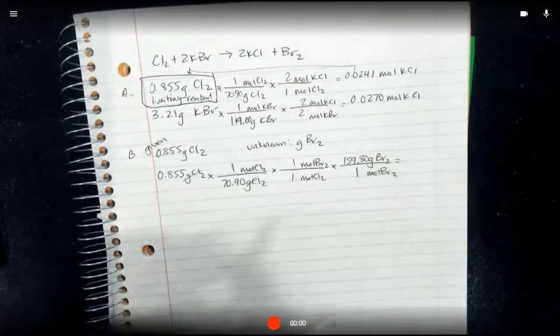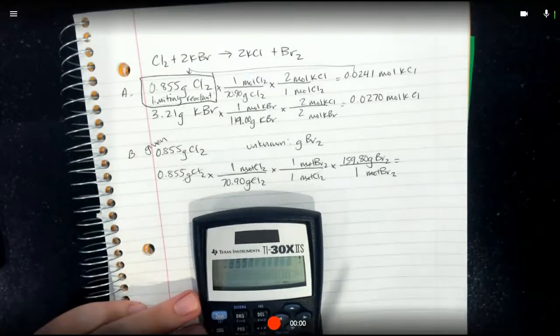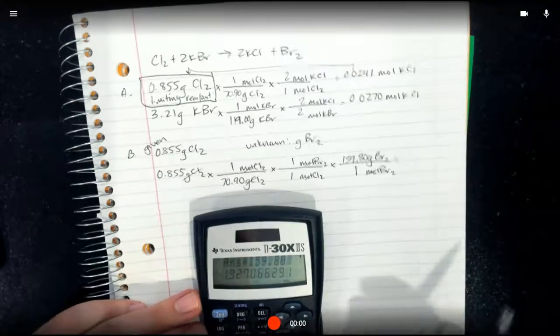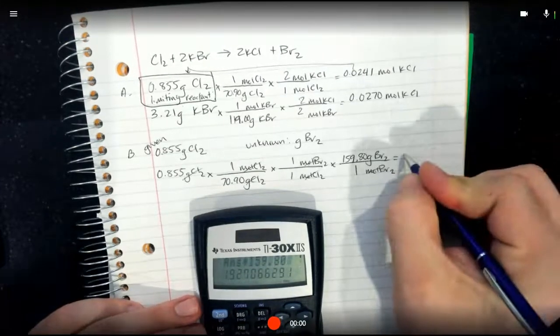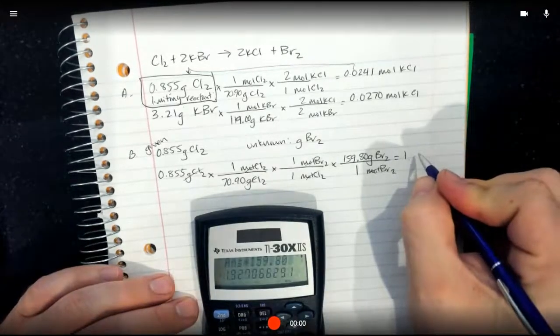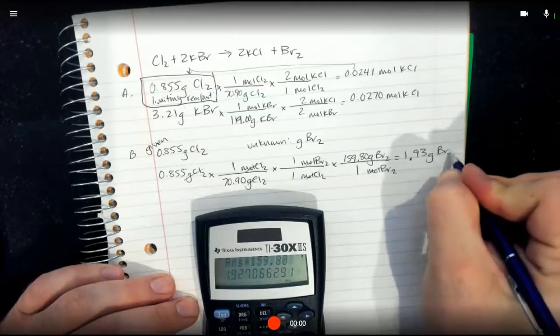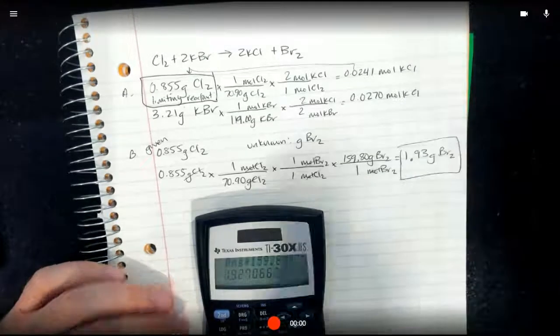And they do. So now let's use our calculator. 0.855 divided by 70.90. Hit enter, times 159.80. Hit enter. So a total of 1.93 grams of bromine will be produced.